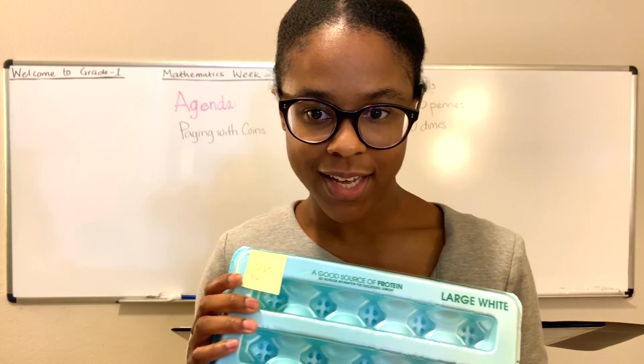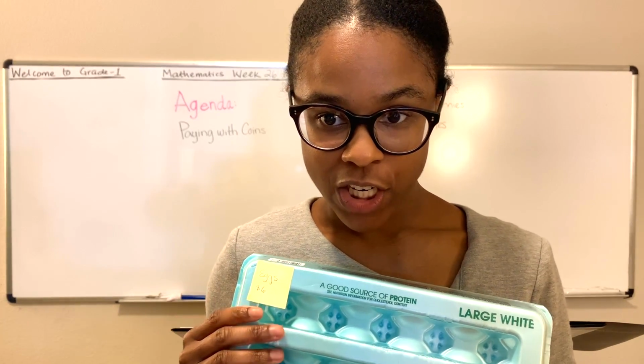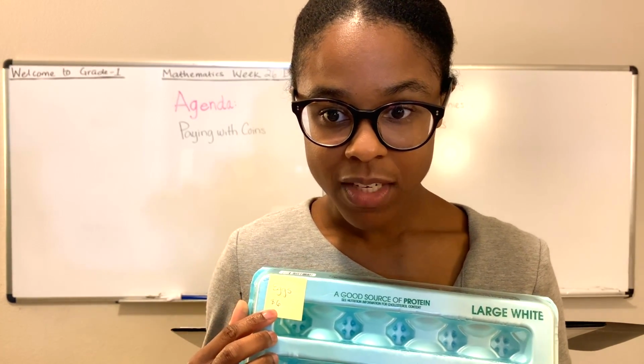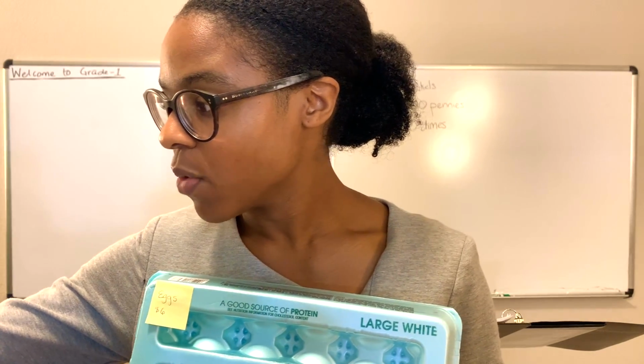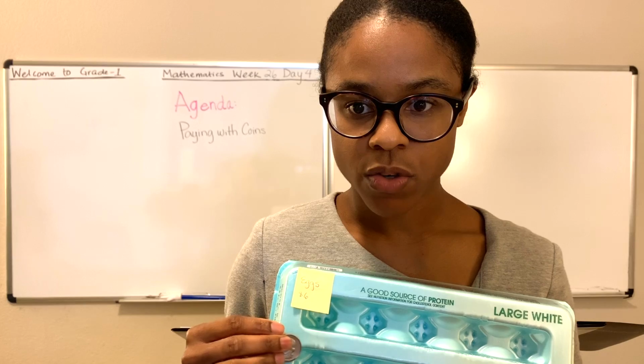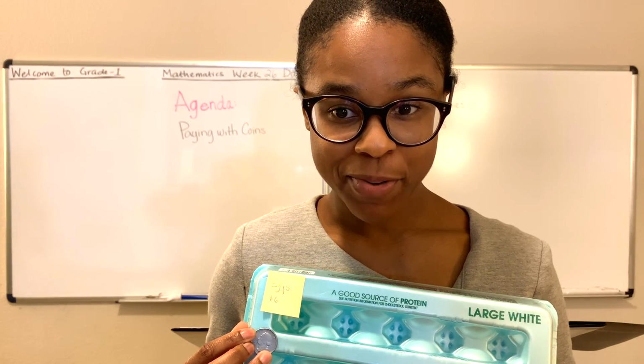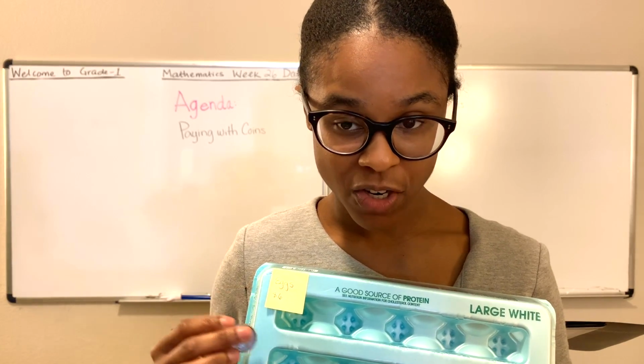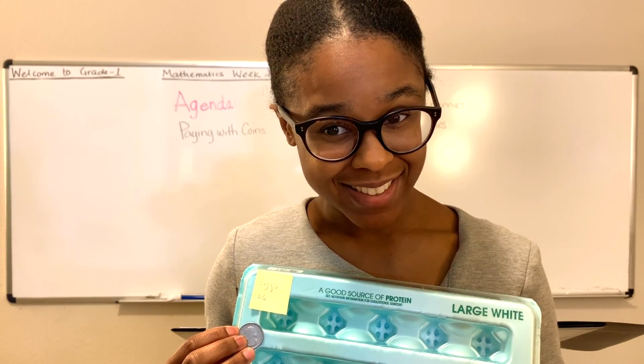So this one is going to be eggs, right? I want to buy a carton of eggs. The eggs cost $6. I want to purchase this carton of eggs in quarters. How many quarters am I going to need?